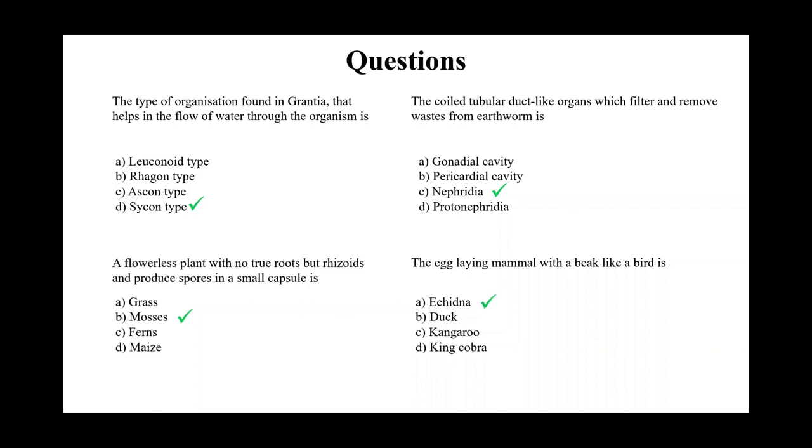And the remaining are gonadial and pericardial. Pericardial: the cardial gives you an idea that this has something to do with the heart, so it has something to do with the circulatory system. And gonadial is used in the reproductive system because gonads gives you the idea.